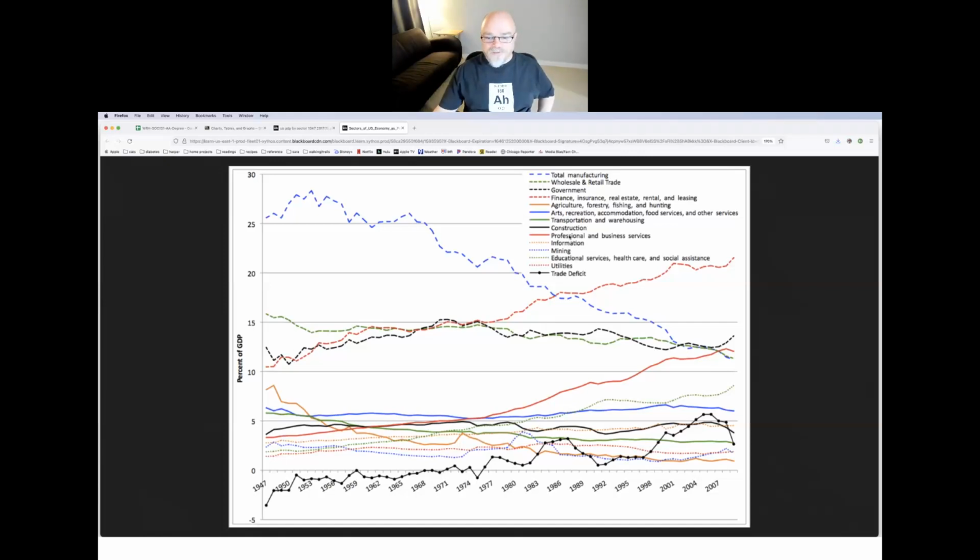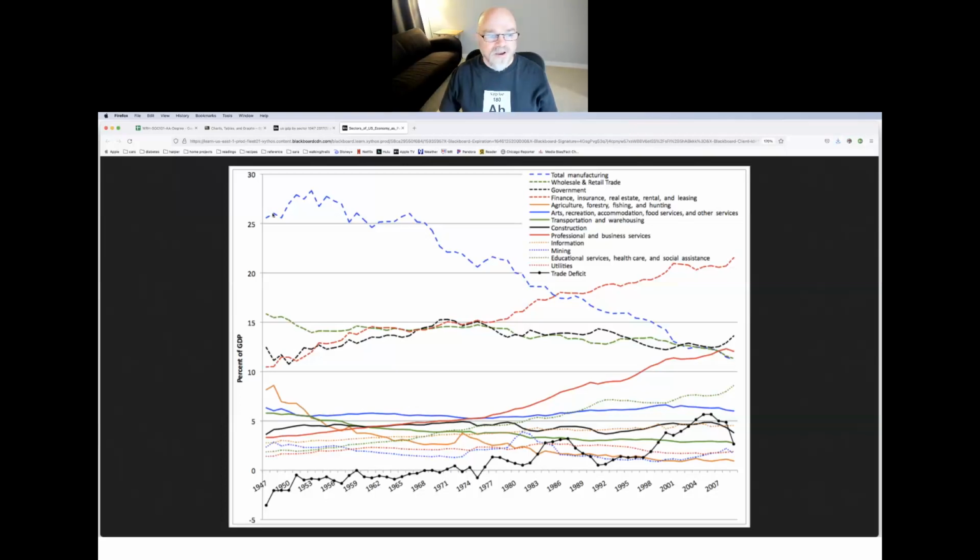But if you look at the various lines here on this graph, you'll see the relative growth and decline of certain key sectors. So the dashed red line that you can see here is the single highest proportion. This is measured as a percent of GDP. GDP is just the total gross domestic product, the total value of all the domestically produced goods and services in the United States. You can see that finance, insurance, real estate, rental, and leasing is the single largest sector of the economy in 2009.